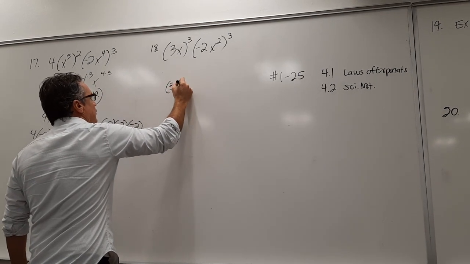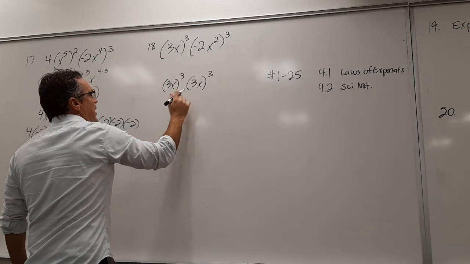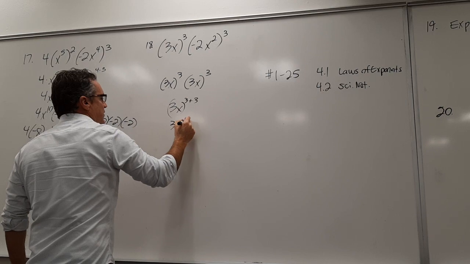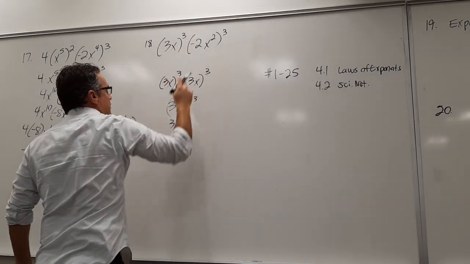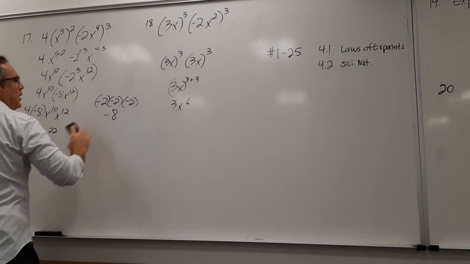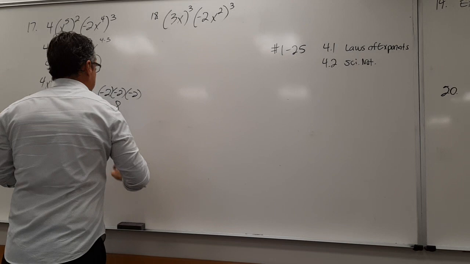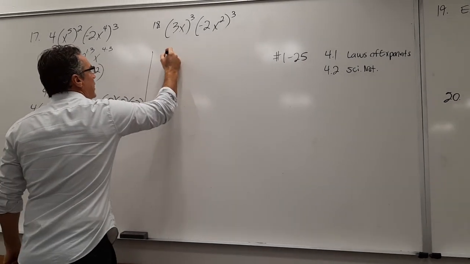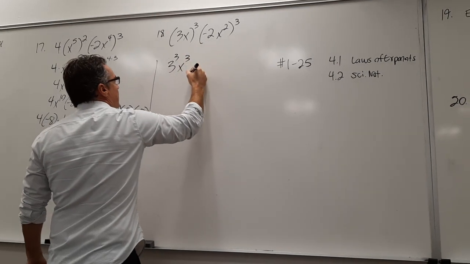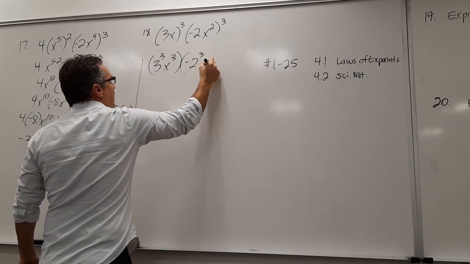If we have 3x to the third and we had 3x to the third, right? If they have the same base, we could just say that's 3x to the 3 plus 3, which would be 3x to the 6. But these don't have the same base being raised to the third. They're completely different monomials. And so we have to take this problem and say, all right, this is going to be 3 to the third, x to the third. And then we're going to have negative 2 to the third, x to the 6th.